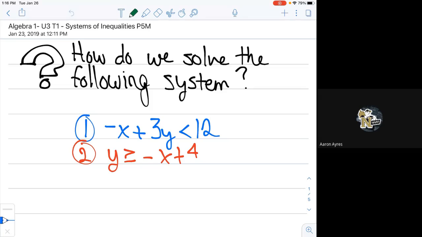Are you allowed to do a graph, because one of them's slope intercept and the other is standard? Did I ever rule out anything about the graphing method? No.